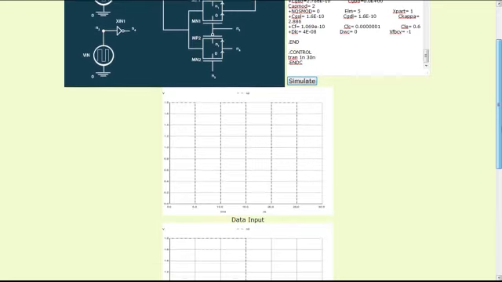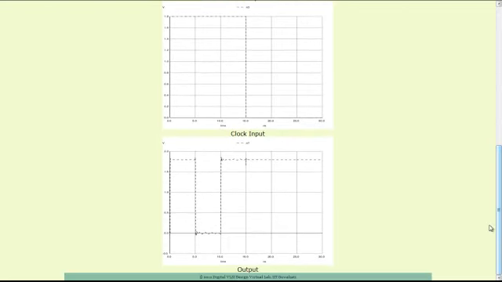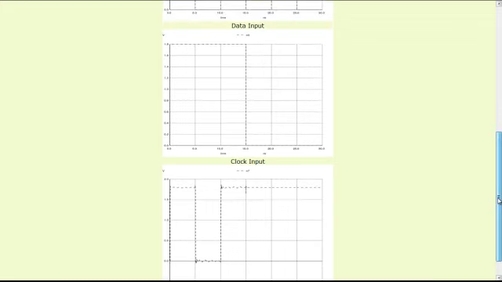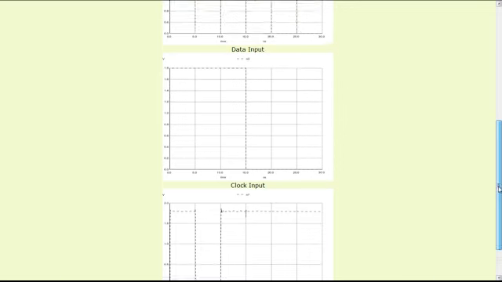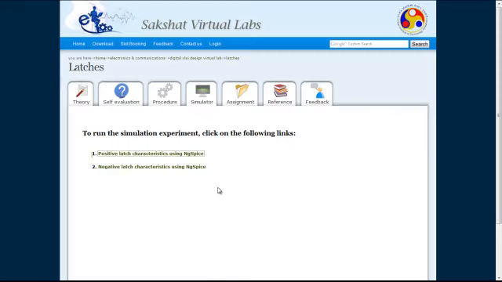One can also perform timing analysis in order to find out the delays of the output during the rise and the falling edges, or the propagation delay, by appropriately magnifying the instance at which this transition takes place. In a similar way, one can also go back to the Simulate tab and perform the negative latch characteristics by clicking on link number 2.